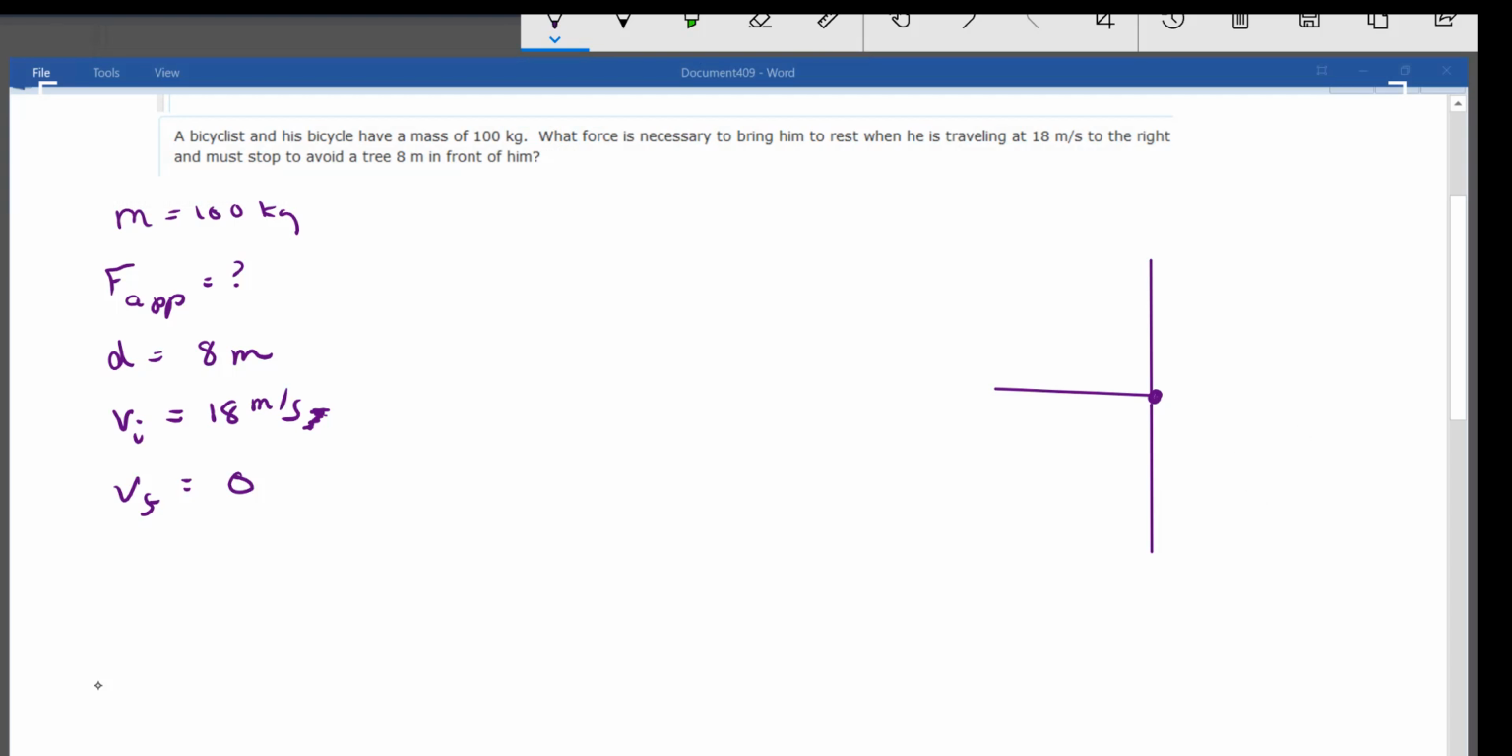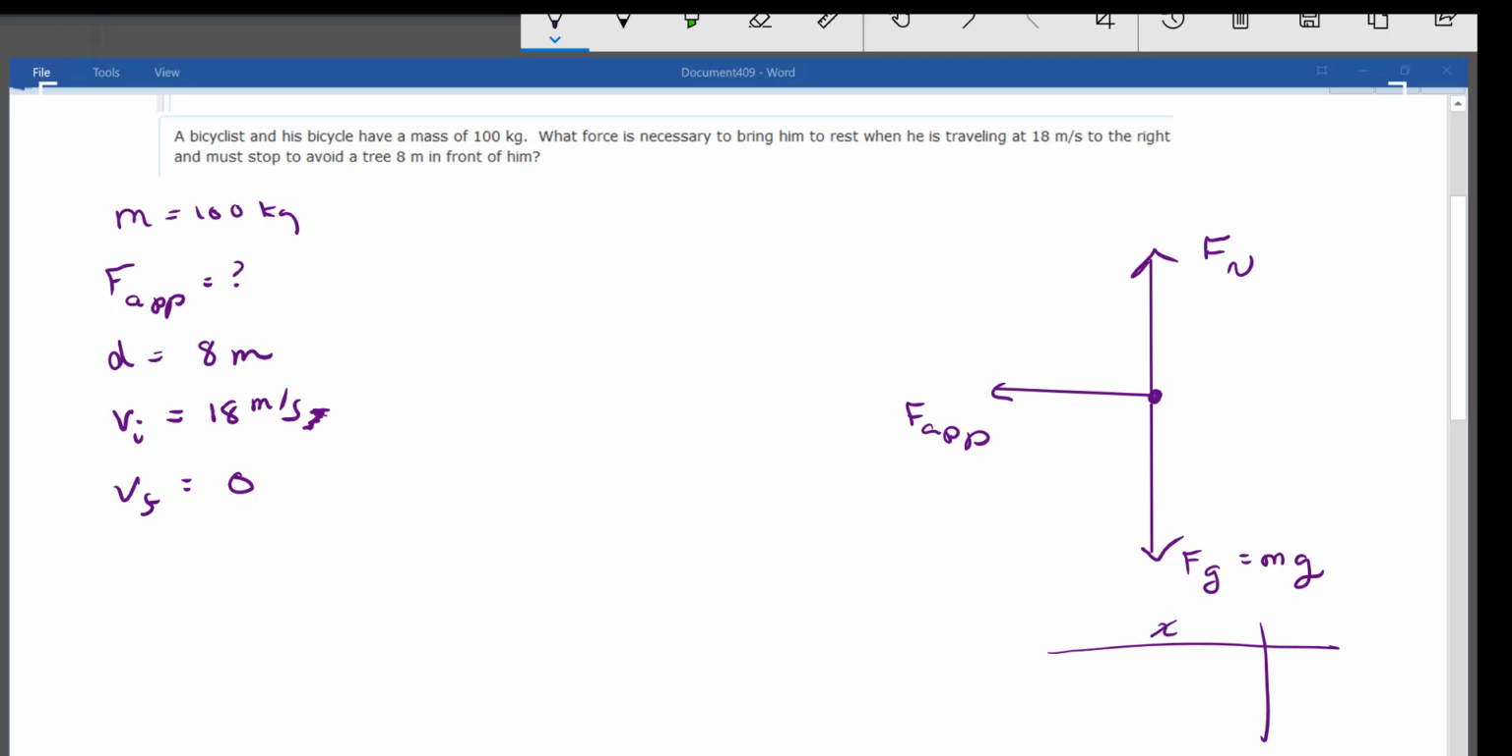Since he's moving to the right, the force to stop is going to be to the left. I'm going to put all my little arrows in and put my labels in. I have the force of gravity going down, the normal force going up, and this force applied going to the left, or again, I could call it a force of friction.